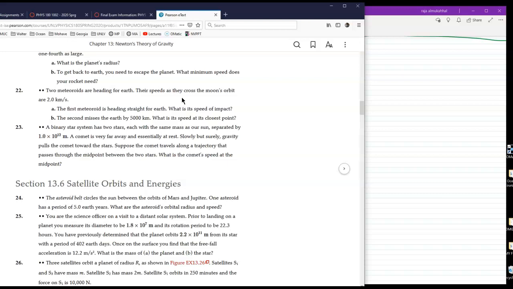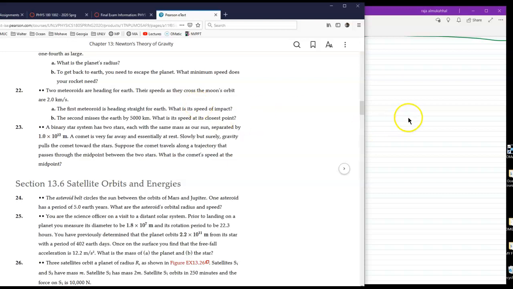He said the first rock, the first meteoroid, is heading straight for Earth. What is its speed of impact? Got it? Second one, he said the second misses the Earth by 5,000 kilometers. What is the speed at its closest point? Okay. It can be a hard problem, but they're not bad, especially if you would draw a free body diagram.